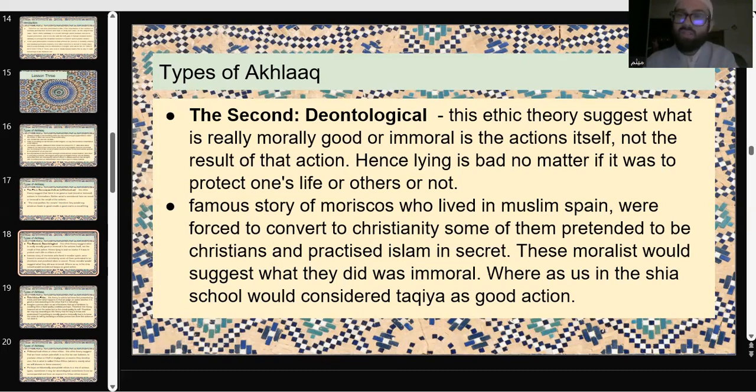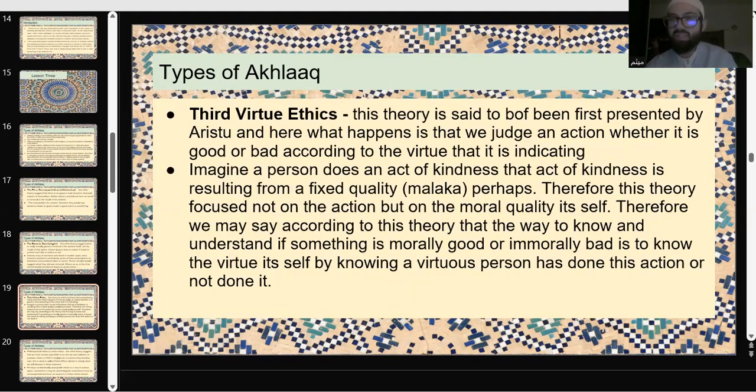So deontologicalists look at the actual act itself, not the consequence of the act. As you would see, we don't fully agree there. The third type is called virtue ethics. Virtue ethics. This theory is said to have been first presented by Aristotle.